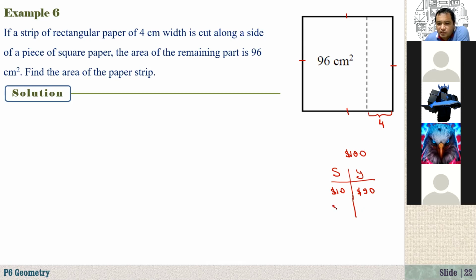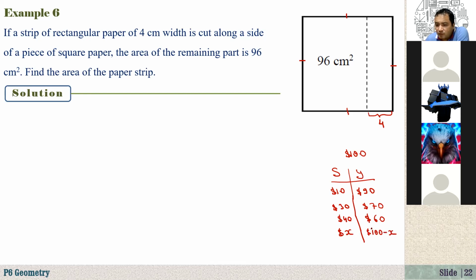And how about if Sadiq's share is $30? How much does Yasmin have? Yasmin has 70. And how about if Sadiq has $40? Yasmin has 60. And how about if Sadiq has X dollars? How about Yasmin? 100 minus X.